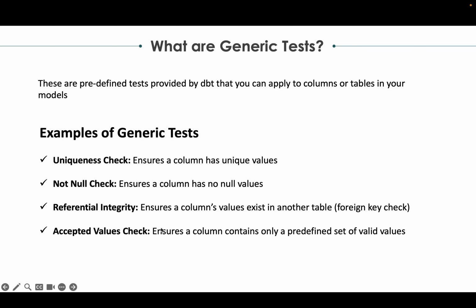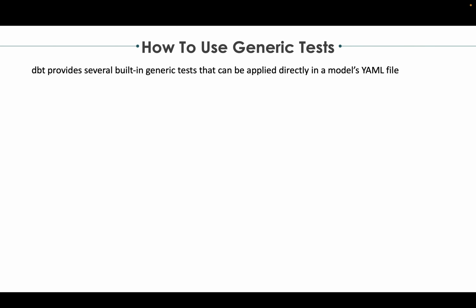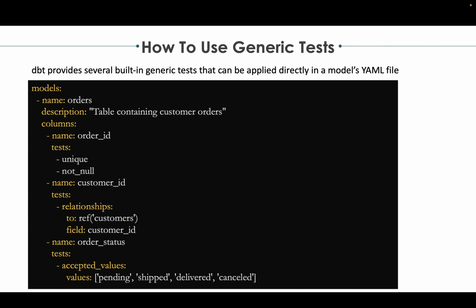I will be showing you once we get into the demo how you actually implement this. Again, DBT provides several built-in generic tests that can be applied directly in your model YAML file, and this is how you define the generic tests in your DBT models. In your YAML file, you will have your models, and you put the name of the model that you have, and you can have the description of what the model is about. In this case, you might have a table called orders, and you can put the description.